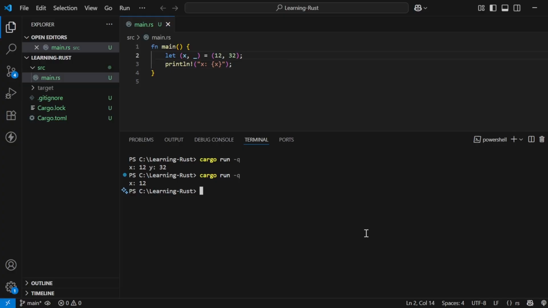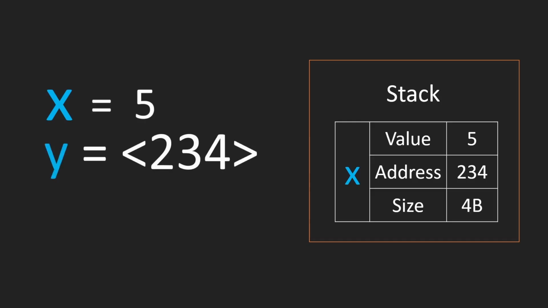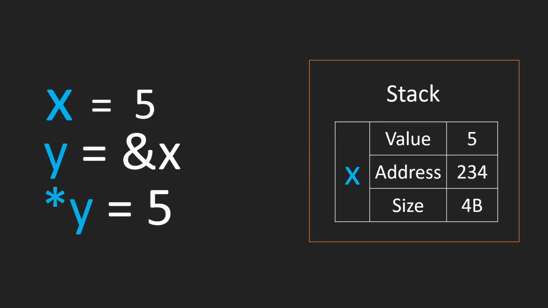Now let's talk about references. Let's say we have a variable declared as x and we assign the value 5 to it. Now what happens is the value of x is saved in the stack. We have the value, the address, and the size of the value. Now when we assign a reference of x to y, this is basically referring to the location of x. Now using this reference pointer, we can refer to x. Similarly, we can also have mutable references as well.